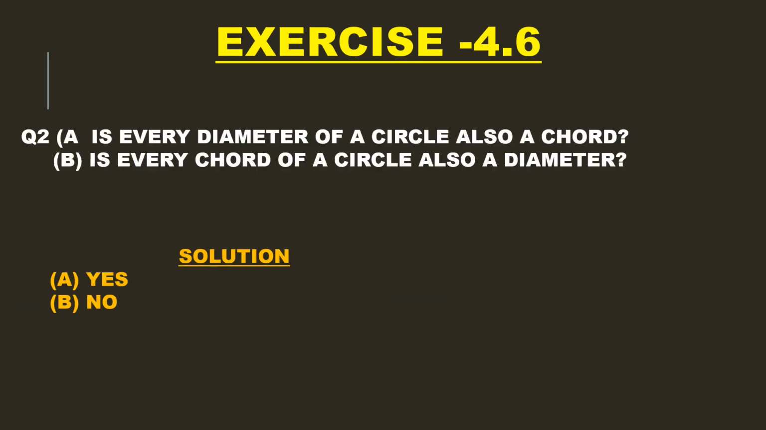Question number 2. Is every diameter of a circle also a chord? It is true, because the diameter we can say is a chord. So write your answer here, yes. In the second part, is every chord of a circle also a diameter? It is not true, because it is not necessary that a chord of any circle will always pass through the center of the circle. The diameter is a chord, but the opposite is not true. So every chord of a circle cannot be a diameter. Write your answer here, no.